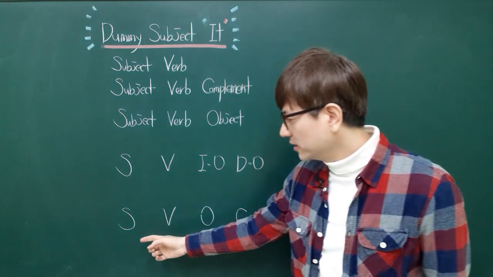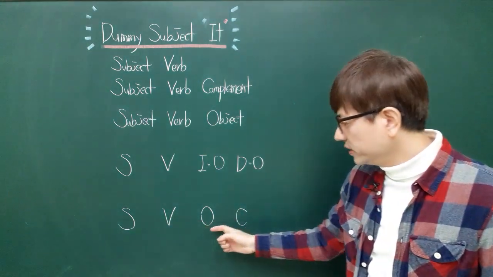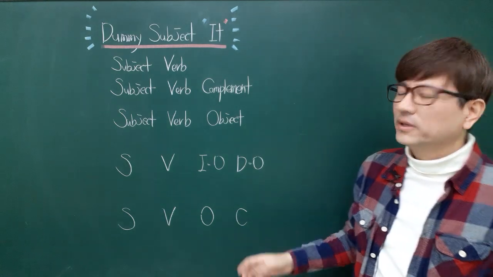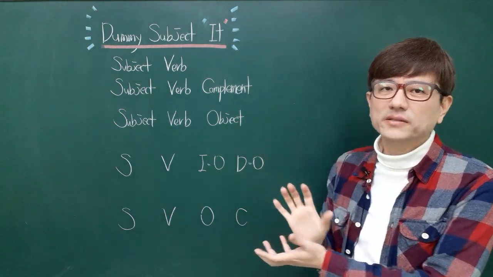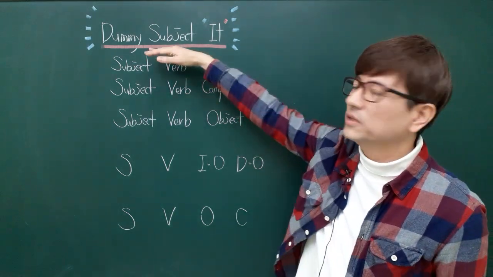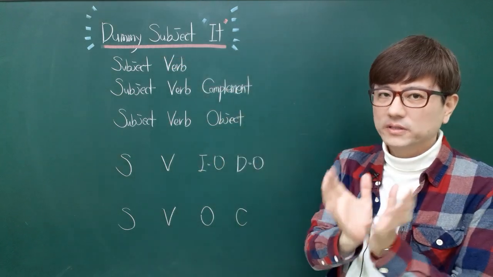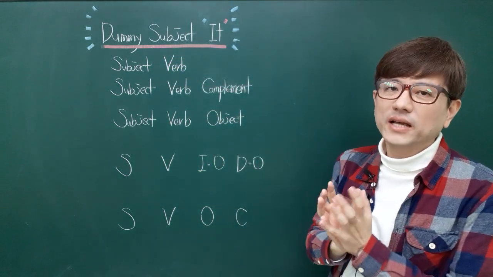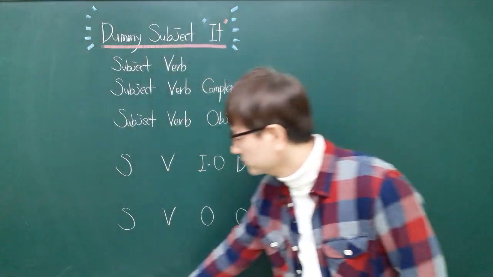The sentence can be composed of subject, verb, object, complement. There are so many things I want to talk about related to these 5 cases of English sentence structure, but I need to focus on dummy subject it, because it is the grammatical key point for today's class. So I should concentrate on dummy subject it.